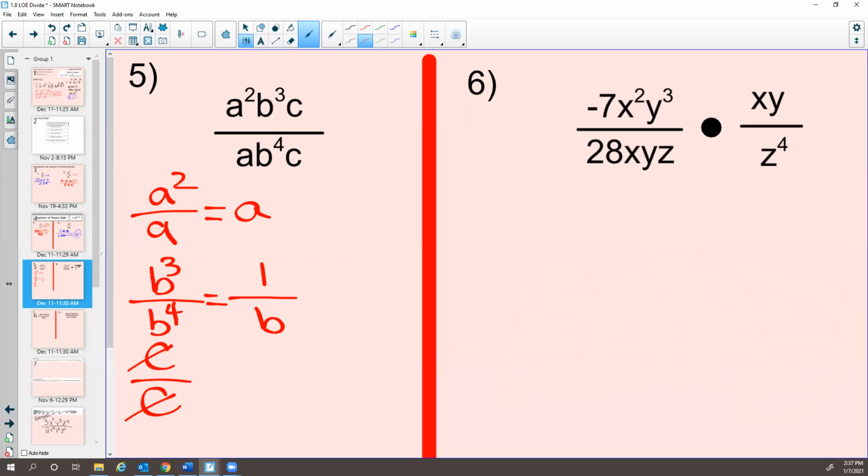So what is my final answer? My A is going to go on top of my fraction. My B is going to go on the bottom of my fraction. C goes nowhere, making this my final answer.